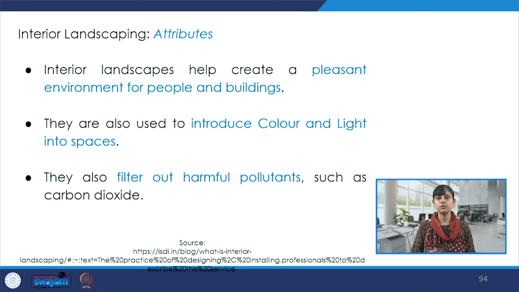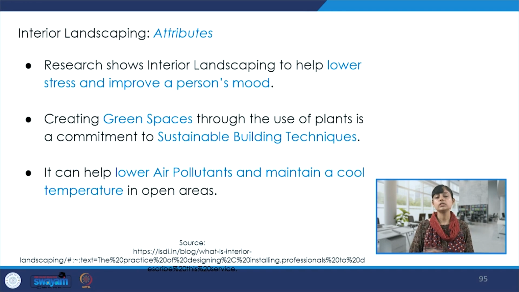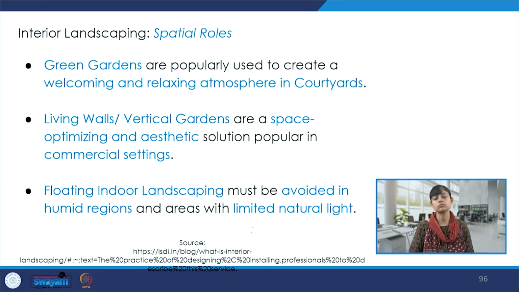In terms of attributes, of course, interior landscaping provides a pleasant environment for people who reside, inhabit or use it. And they are also used to introduce color and light into spaces. And of course, like I was telling, it's also good for well-being and health. Now, research shows interior landscaping helps lower stress. So it does, of course, also help in improving the mood of the occupants. And then also converting it into green spaces, green gardens, and again adding an aesthetic to the space along with the functional aspects.